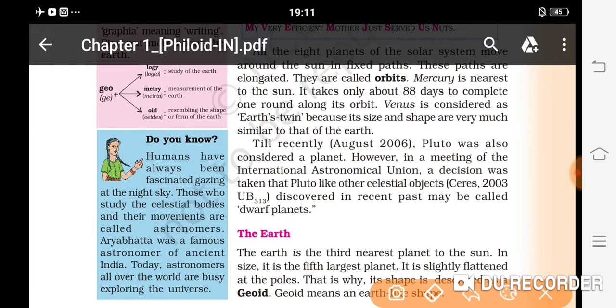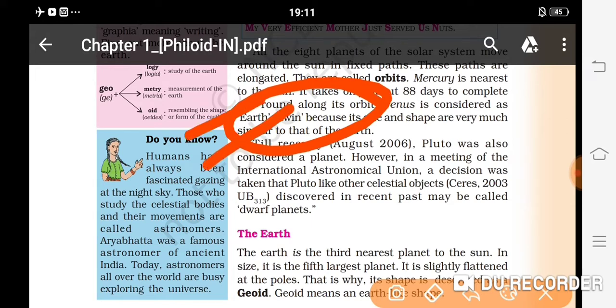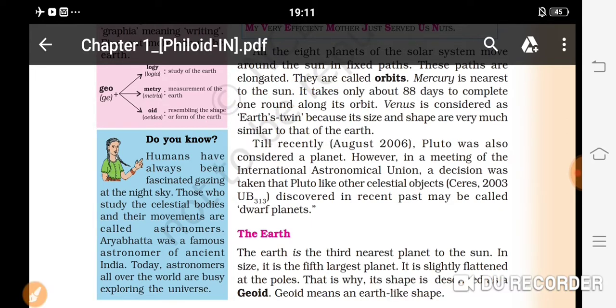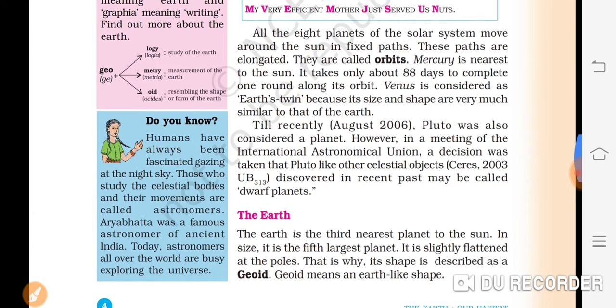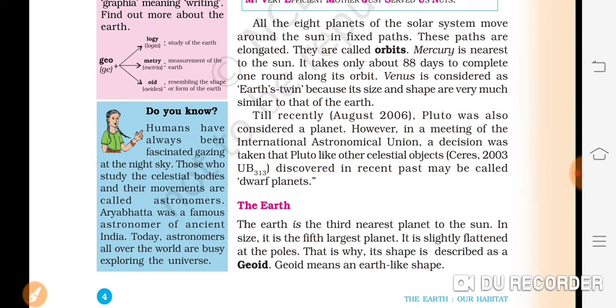This is the fifth question. Which planet is called Earth's twin? That is called Venus. Because why? Its size and shape are very similar to the Earth. Okay.